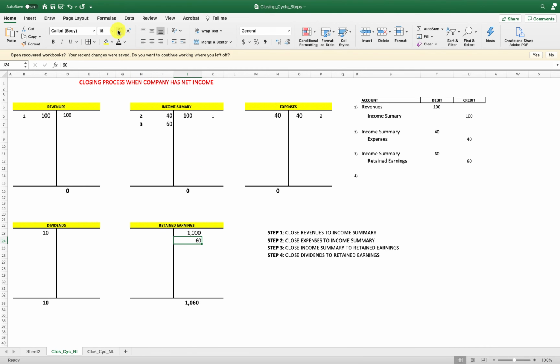Okay. That's the steps. That's the process. So now my revenues are 0, my income summary is 0, my expenses are 0, and I have steps 1, 2, and 3 complete. All right. And the last step is close dividends to retained earnings. Okay, so dividends has a debit balance of 10. How do I get rid of the debit balance? Well, I credit dividends.